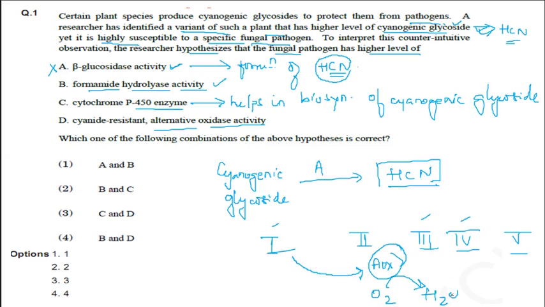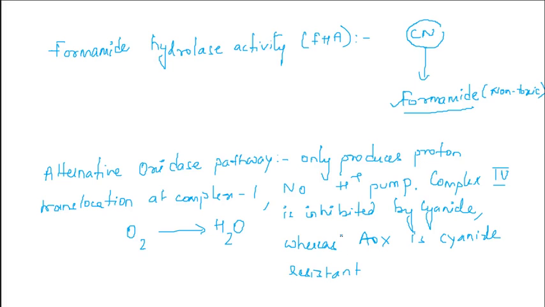See, the alternative oxidase pathway only produces proton translocation at complex 1. Complexes 2, 3, 4 and 5 will not work because the alternative oxidase pathway works after complex 1. It receives the proton from complex 1. There is no hydrogen pump and no ATP production over here. Complex 4 is inhibited by cyanide. So here we see that the electron is received by alternative oxidase and it is not reaching complex 4. It is bypassing 3, 4 and 5.